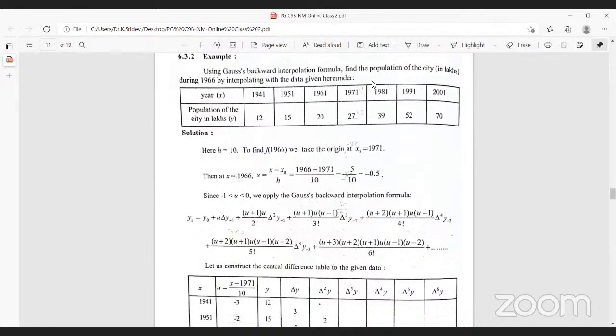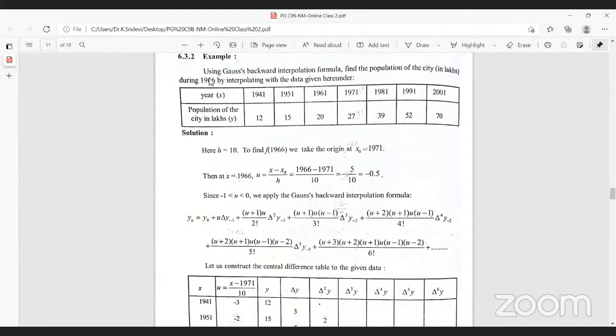Now, what is our problem here? Find the population of the city during 1966. Okay, 1966. Where is 1966? It lies between 1961 and 1971. So how many values are there? 1, 2, 3, 4, 5, 6, 7. So the middle value is 1971. Our X value, 1966, lies between these.